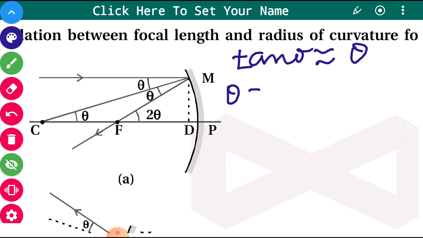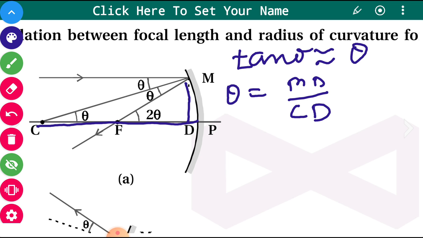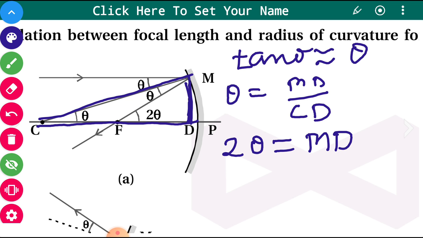So theta can be equal to, instead of tan theta I am writing only theta. Okay, and that becomes MD upon CD. Theta is MD upon CD, opposite upon adjacent. Okay, for this triangle. And instead of tan 2 theta I am just writing 2 theta. For that it is again opposite, that is MD upon, here adjacent is FD. So that is, sorry, FD it is.